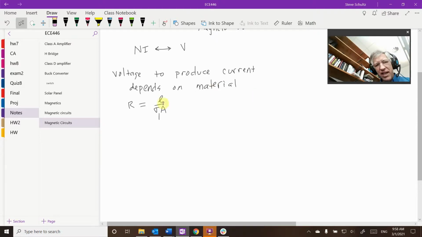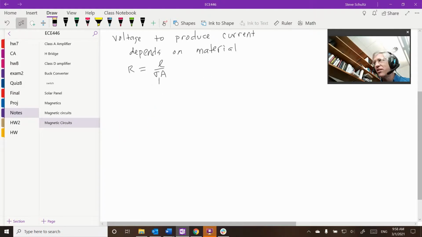So what we see is if my resistor is longer, it has more resistance. And if my resistor has more area, it has less resistance. Okay, and then it depends on the actual material properties, which is the conductivity. And so we have this resistance relationship. So what is the equivalence over into the magnetics?